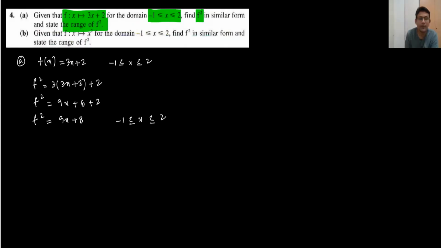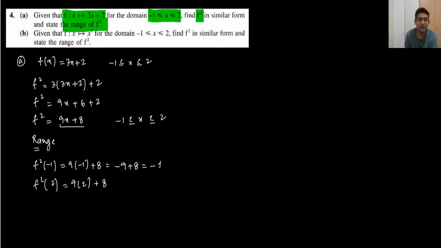So now we have to find the range. How can we find the range of this question? Because this is a linear form, it's not a quadratic form, we do not need to think about sketching and the turning point. So just very simply, put -1 first in the equation. It becomes -9 plus 8, which is -1. And now put 2 here to find the range. 9 times 2 plus 8 is 18 plus 8, which is 26. So the range of f squared is -1 to 26.